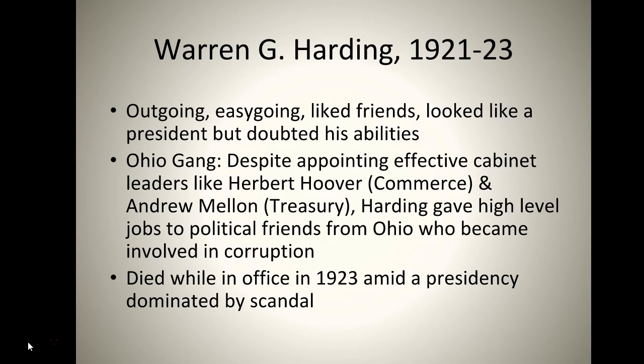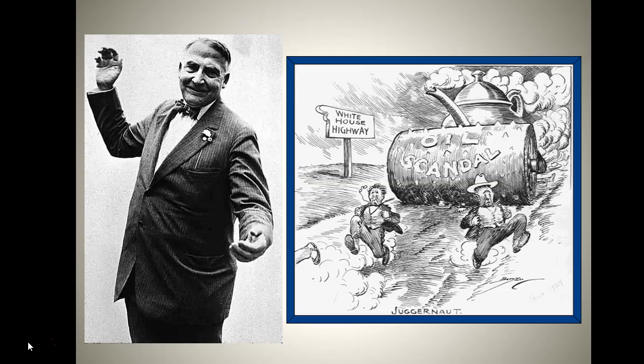I mean, he just was kind of an ordinary Joe Schmo. He brought with him a bunch of people from Ohio. Some of them, of course, Hoover's not necessarily from Ohio, neither is Andrew Mellon, but he brings them with him. He appoints them to cabinet positions. Hoover and Mellon are actually not bad at their job, but Harding does give some other high-level jobs to political friends who do become very involved in corruption, and in fact, his presidency will end largely in scandal in 1923 when he dies of a heart attack.